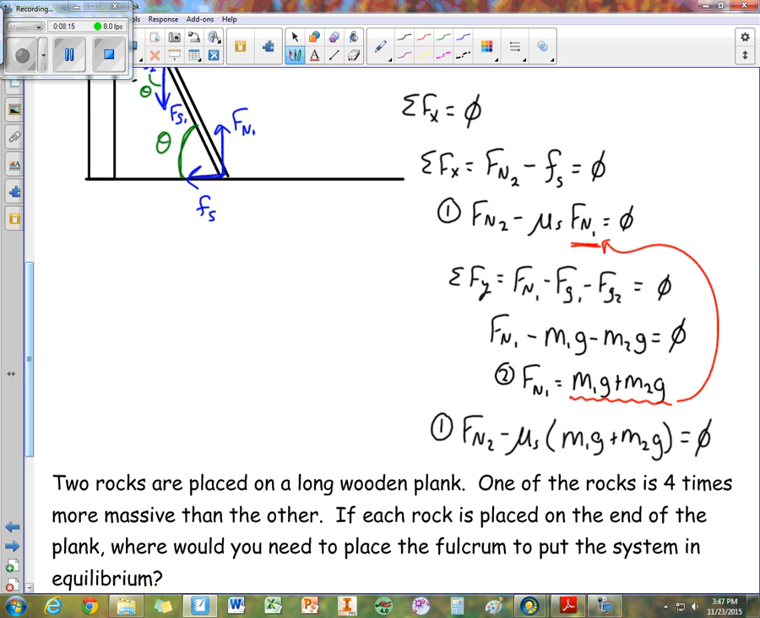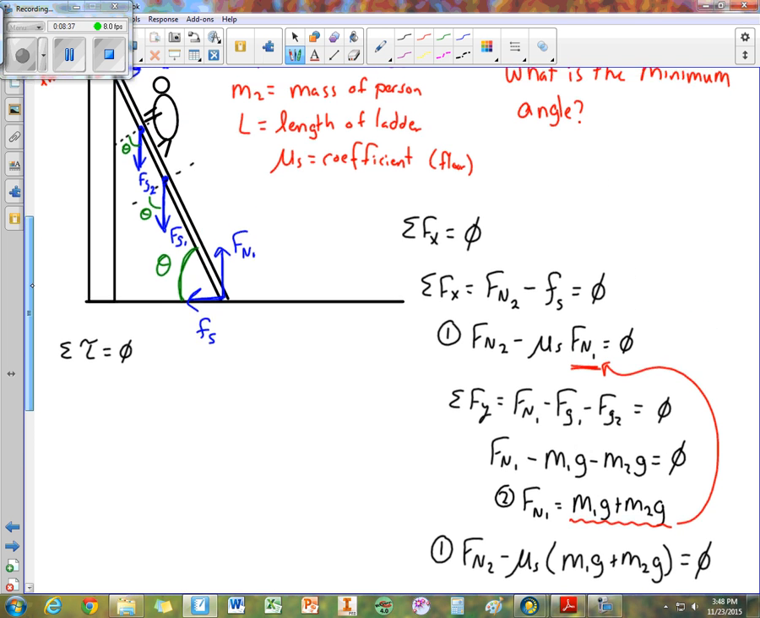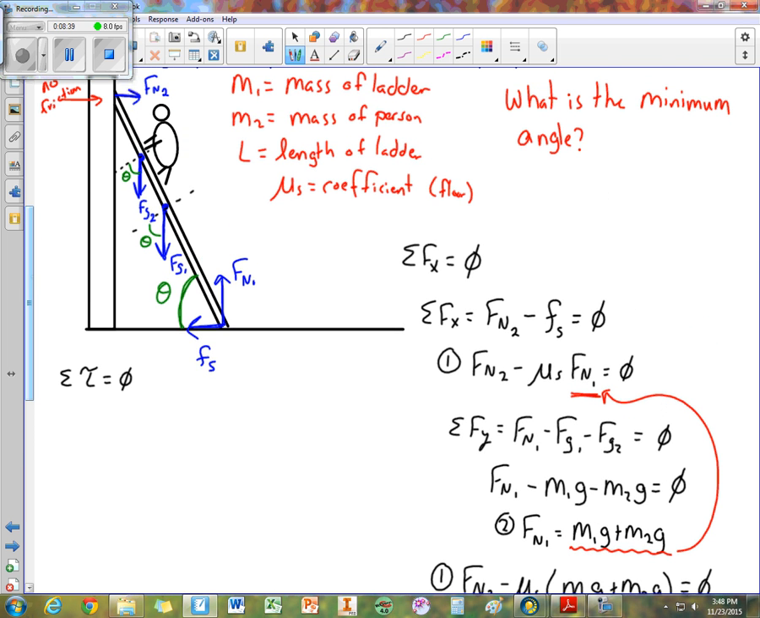All right, we've done the first two parts of equilibrium. We've said that the sum of all forces equals 0 on the x-axis and the sum of all forces on the y-axis equals 0. Now for the third part of equilibrium: the sum of all torques equals 0. That means we need to choose a pivot point. Now I'm going to choose my pivot point to be down here at the ground.